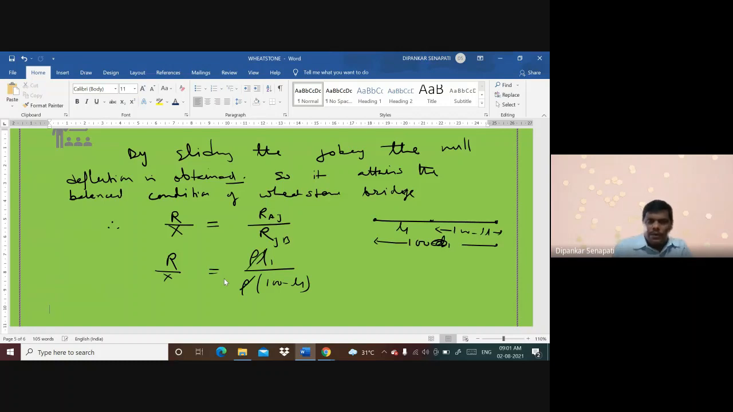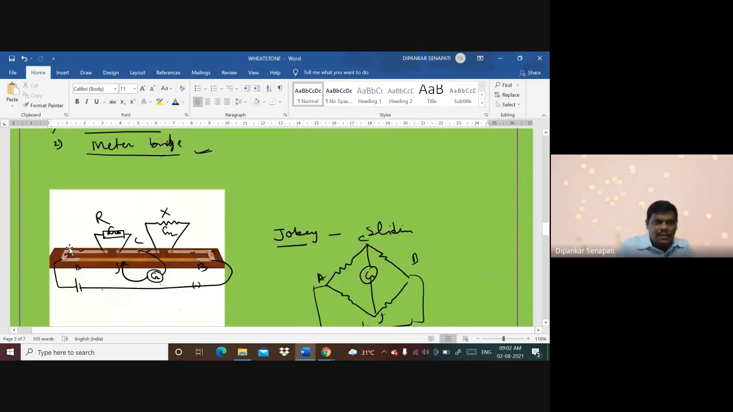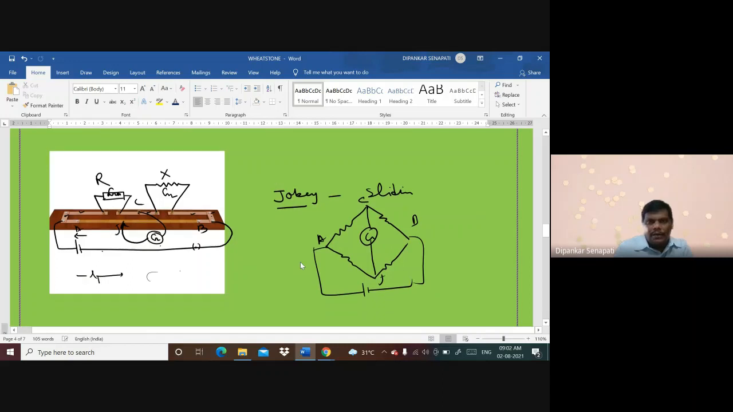Now you see what benefit we are getting here. That is, R by X will be equal to L1 by 100 minus L1. That gives X will be equal to 100 minus L1 by L1 into R. It means just finding the balancing length, that is, at what distance from position A it is balanced, where null deflection is achieved. By knowing this only, we can find the unknown resistance.